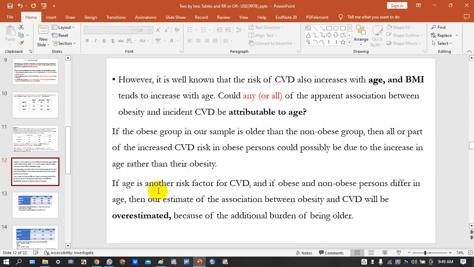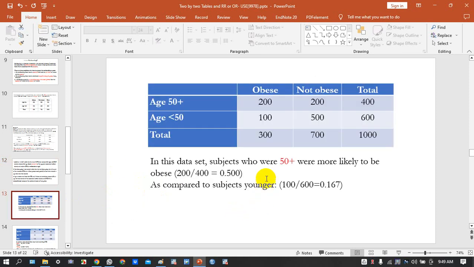But that is not what we want to establish. We want to do a stratified analysis. So we take only obesity alone, and when we take obesity alone, in this data set, subjects who were older than 50 were more likely to be obese. That's 200 over 400, the incidence of obesity in those who are aged. But comparatively, the younger ones, aged less than 50 years, had only 100 obesity.